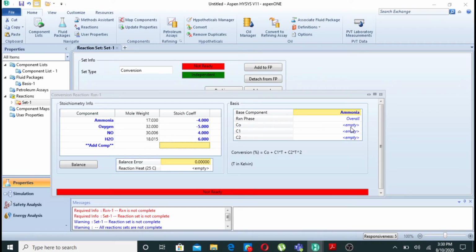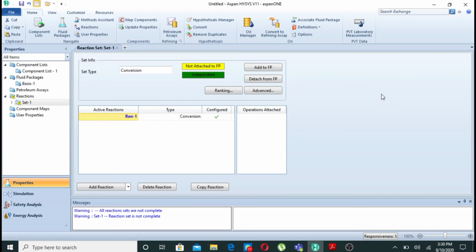The next thing I have to change is the conversion. As we have in the problem, it was written that conversion is 0.5, so I will just write 50% conversion, and you can see that it is ready. So we will just close it. Another thing you have to do is add it to the fluid package. If you do not add this reaction to the fluid package, you will see a question mark or an exclamation sign over here.